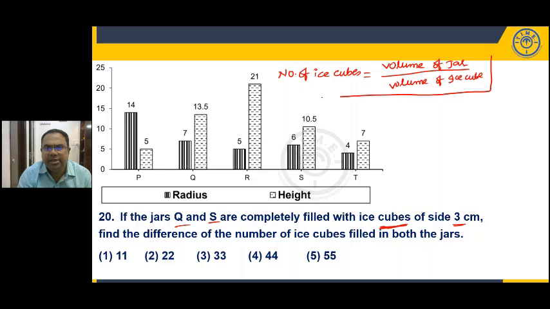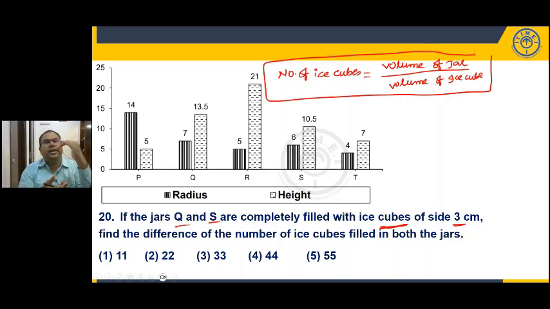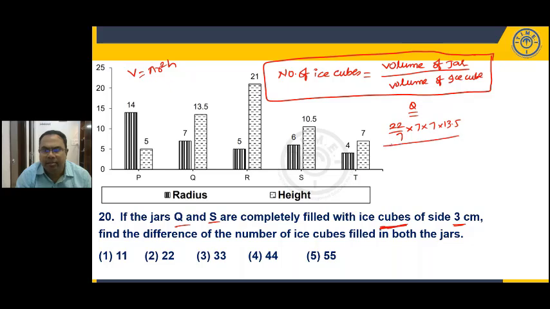Obviously, how many ice cubes can you put in this jar? If I take a cylindrical jar, the number of ice cubes that fit should be equal to the volume of the jar. So if I divide the volume of the jar by the volume of the ice cube, I'll get the number of ice cubes, right? Now, what is the volume of jar Q? Volume is pi r square h. So 22 by 7 into r square. R square is how much? For jar Q, 7 into 7 into 13.5, by the volume of the ice cube.